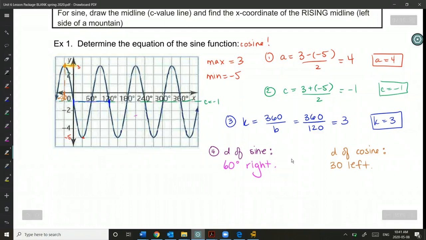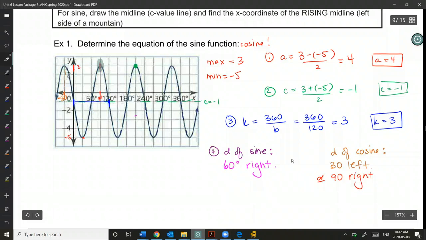I want you to think about where another possibility could be for our shift for cosine. Where does another maximum occur? Okay, so if you're noticing that there's another maximum also here, this actually occurs at 90. You could have also said 90 to the right. And this is of course in relation to the y-axis. Okay, lots of different options. You can also use this one as well. So any maximum, typically I'll just choose the closest one, but any maximum will do for this.